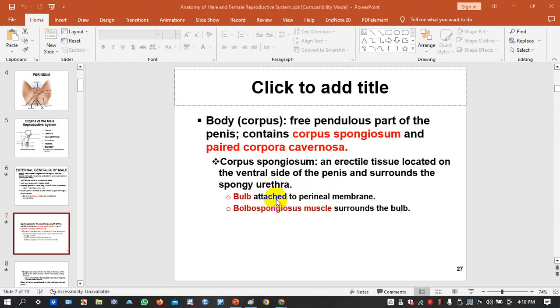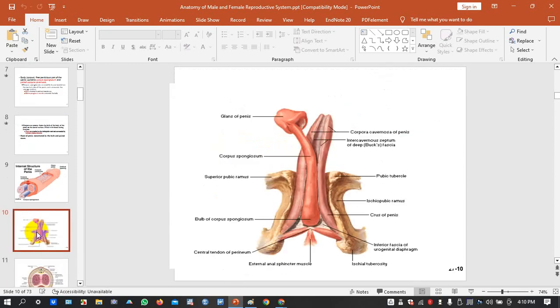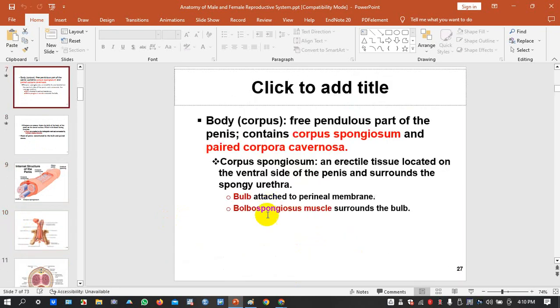The bulb is attached to the perineal membrane. So the bulb of the corpus spongiosum, as I showed earlier on, is attached to the perineal membrane. This is the bulb of the corpus spongiosum attached to the perineal membrane. Okay. The bulbospongiosus muscle surrounds the bulb.